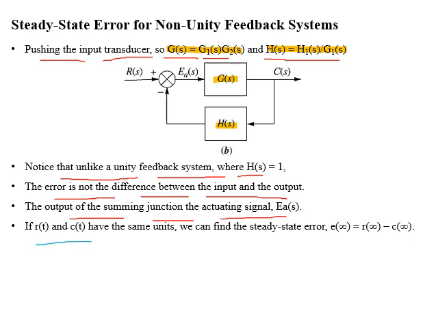If reference input R of t and output signal C of t have the same units, then we can find the steady-state error, and that will be equal to R infinity minus C infinity.